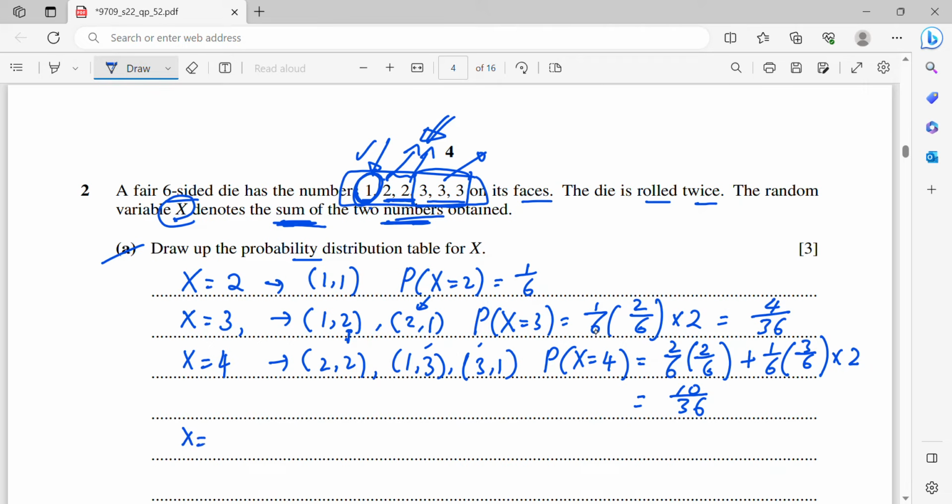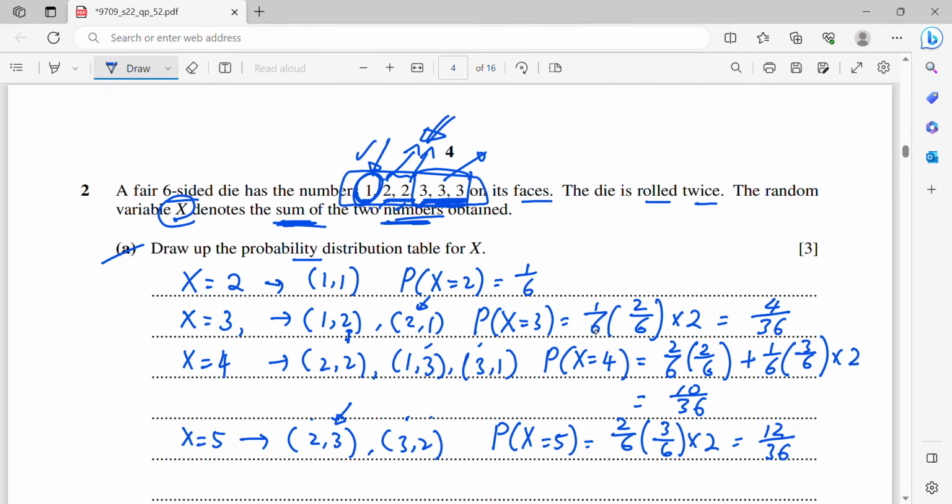Okay, so now the next is x equals 5. To get the total of 5, it will be 2 times 2 plus 3, or 3 plus 2. So my P(x = 5) will be: the probability of getting number 2 is 2 out of 6 because there are 2 twos, times, to get number 3, it will be 3 out of 6 because there are 3 threes here. You see the number 3 appears 3 times. The probability of getting 2, 3 and 3, 2 will be the same, therefore you times 2. So from here, you will get 12 over 36.